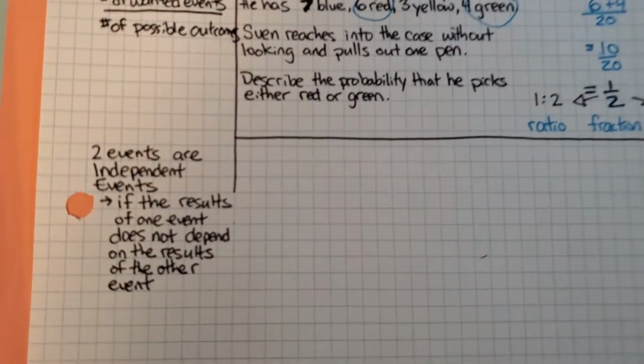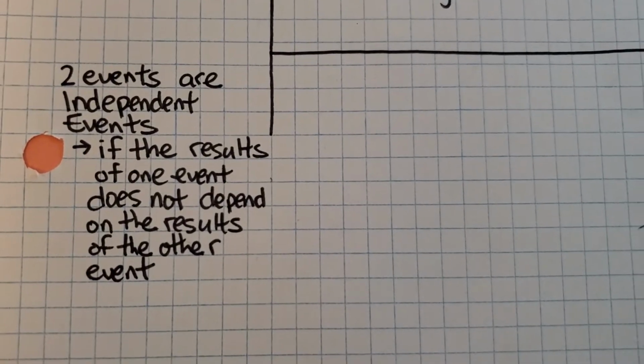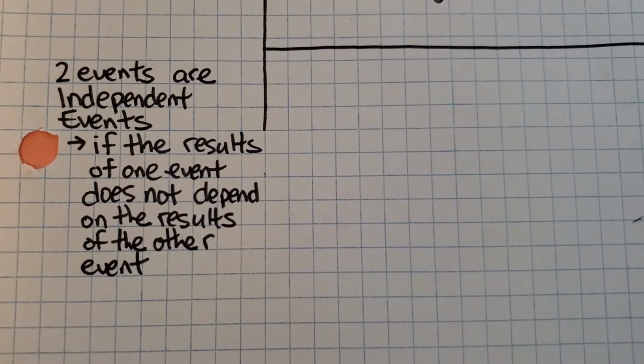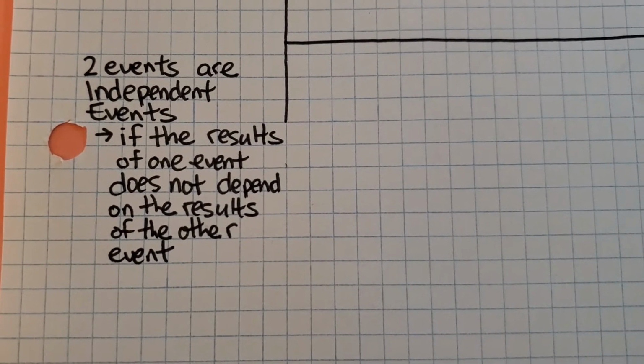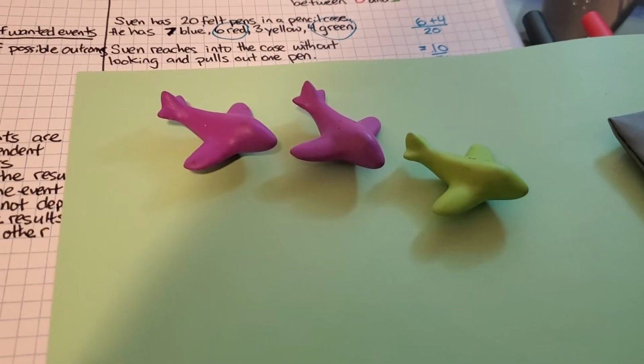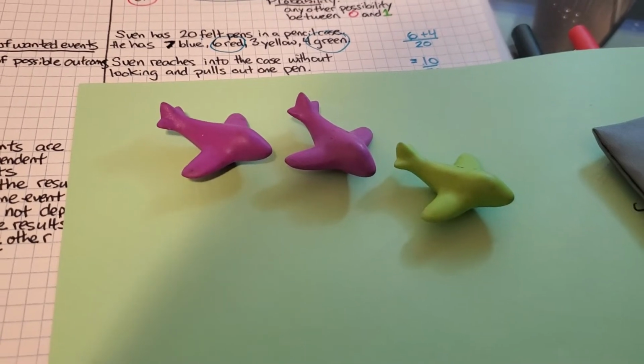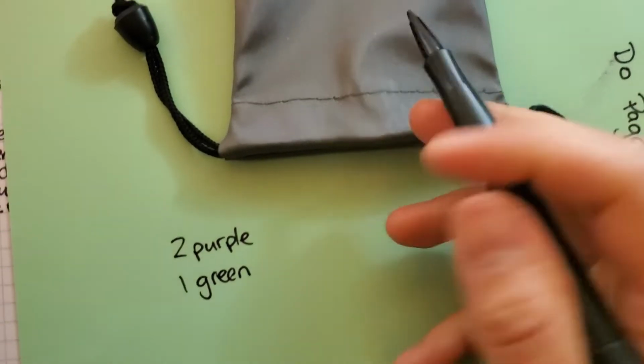Now let's look into independent events. Two events are independent events if the result of one event does not depend on the results of the other event. So let's look at two independent events. You have these planes. You have 2 purple, 1 green. You're going to put them in a bag.